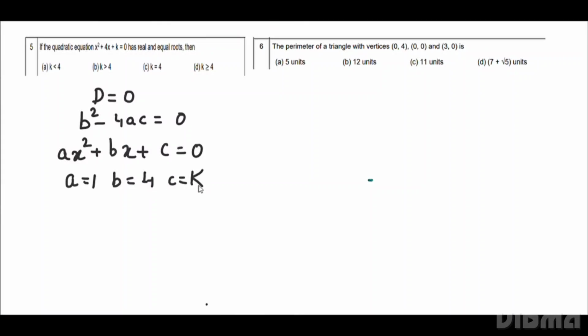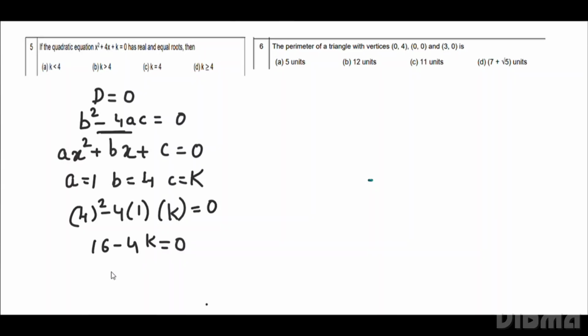So let us substitute those values now in this b square minus 4ac. So I can write this as 4 square minus 4 into 1 into k, that is 4ac, equals 0. So this is giving me 16 minus 4k equals 0. Then I can write 4k equals 16 and k is 4. So this is the answer for the fifth question.